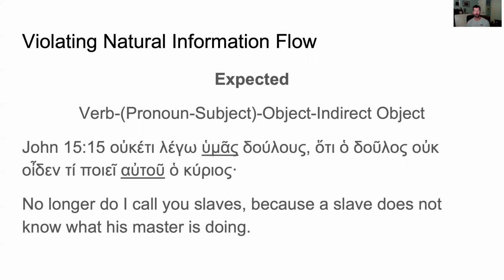It could be a subject pronoun. It could be an object pronoun. The parentheses there are to signal that these are optional. They may or may not be present. If they are present, they're expected. This is not a rule, but from a principle standpoint, they're expected to occur here, followed by the object and indirect object.